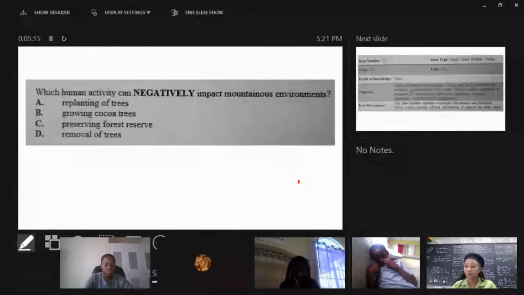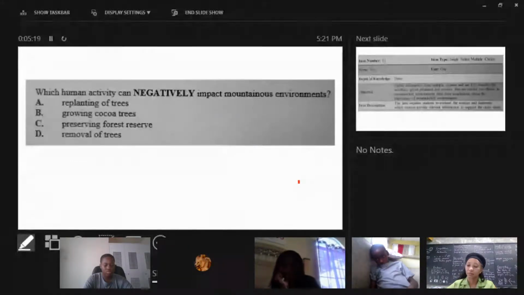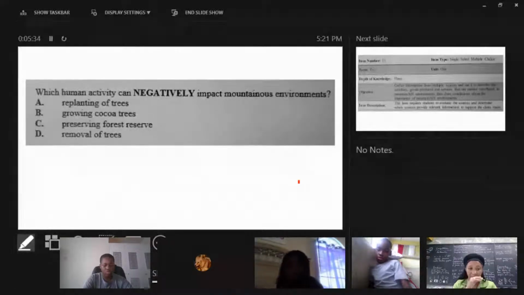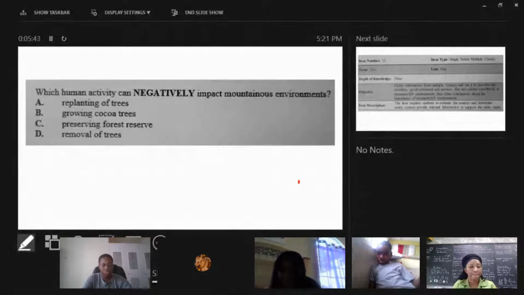Madison? Which human activity can negatively impact mountainous environments? A. Replanting of trees. Miss, I can't see the other options. B. Growing cocoa trees. Okay, miss, I can see it now. Sorry. C. Preserving forest reserves. Or D. Removal of trees.